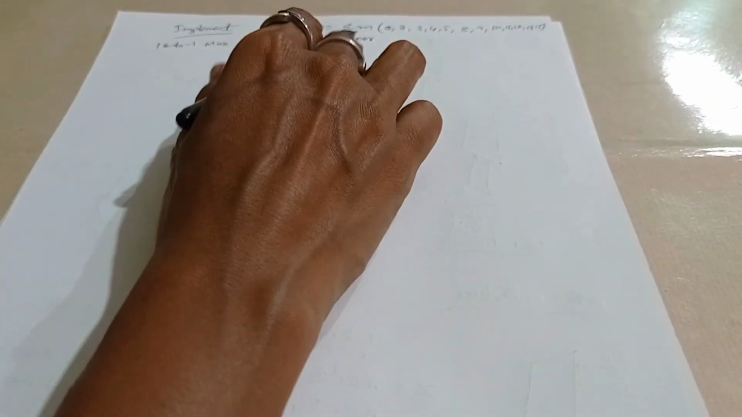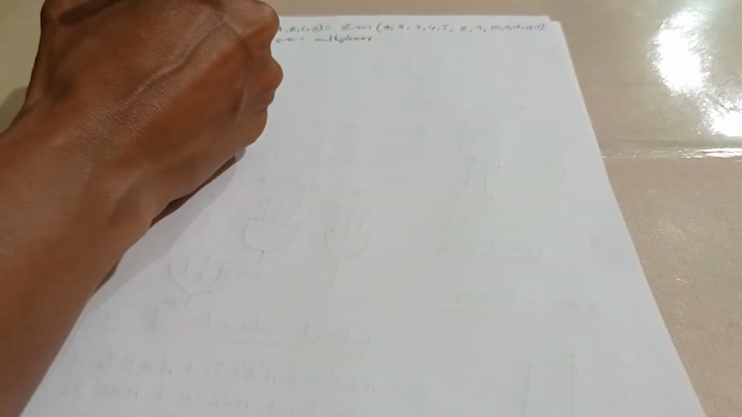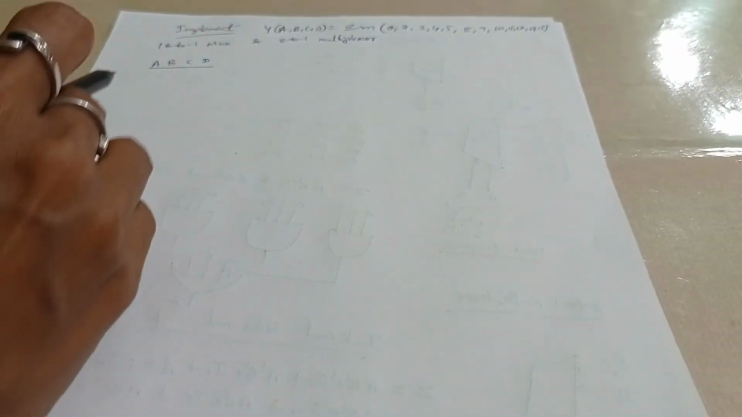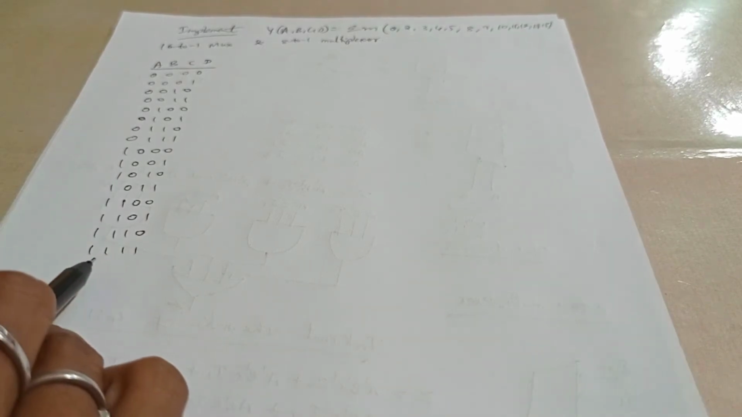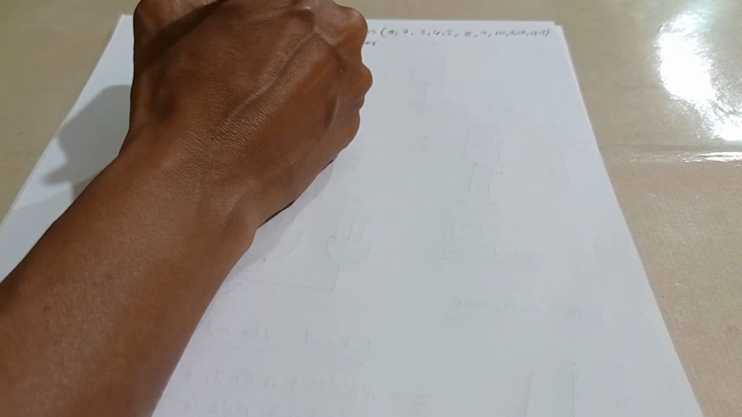For this given SOP, first we need to write the control inputs A, B, C, D. Because of 15, it requires 4 control inputs, 2 power n. We will now write the combinations 0, 0, 0, 0, then 0, 0, 0, 1 and so on, from 0 up to 15. Now we'll see the output Y.